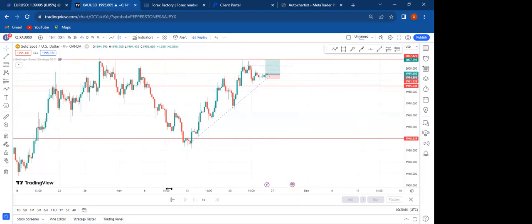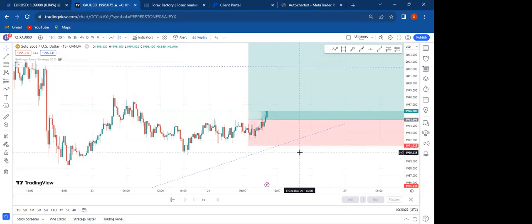So here, buy XAUSD at CMP. SL should be at 1992.